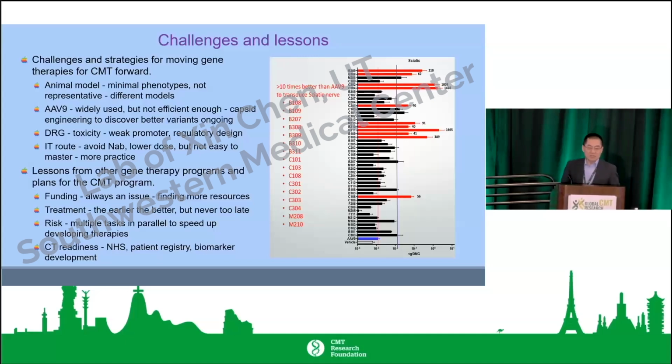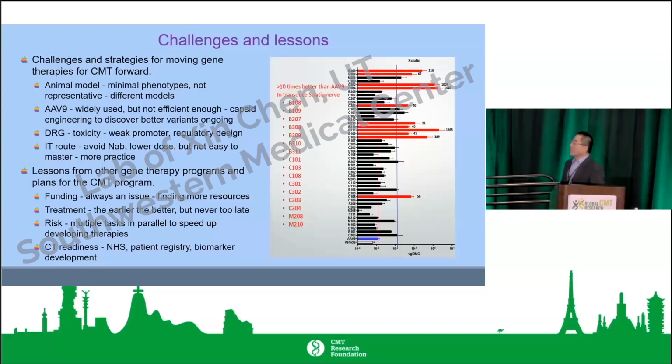IT route administration seems widely used, and also can have certain advantages such as avoiding neutralizing antibody. You can potentially use a low dose, and also possibly circumvent the blood-nerve barrier. So it seems to make sense to use here in CMT disease, but it takes a lot. It's not easy to master the technique because in most cases we dose the small animal blindly. The space there is very small. To avoid nicking the spinal cord and causing any damage in the animal, I need more practice.